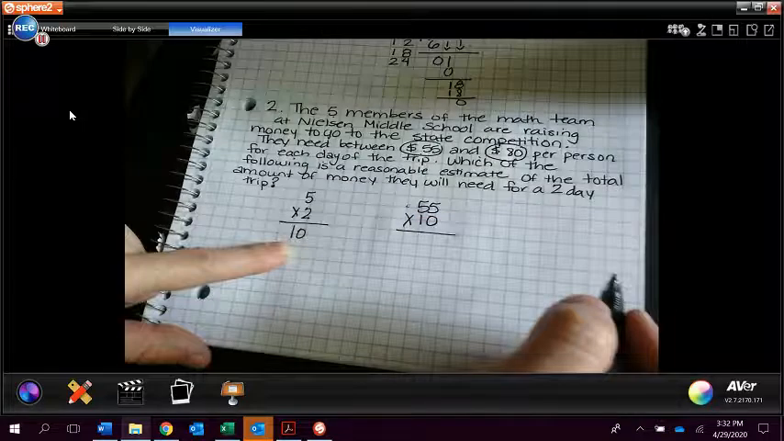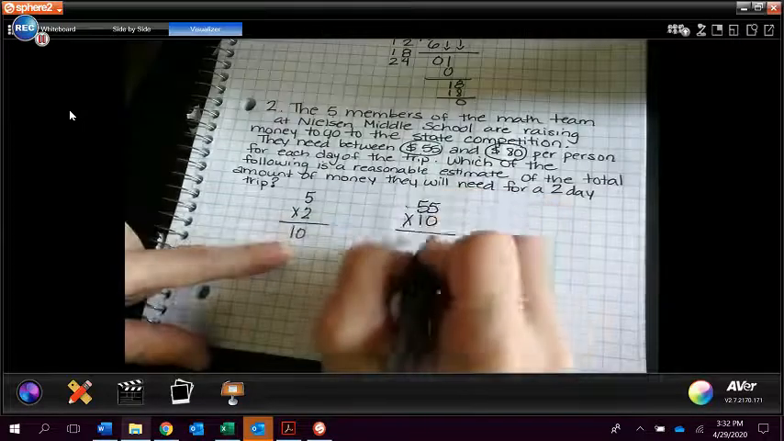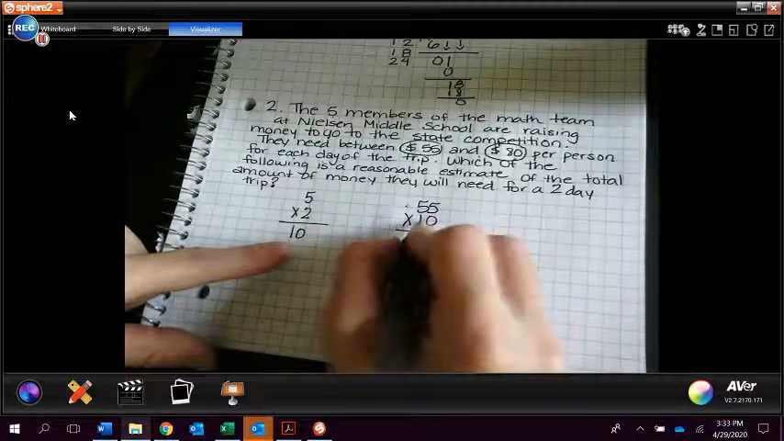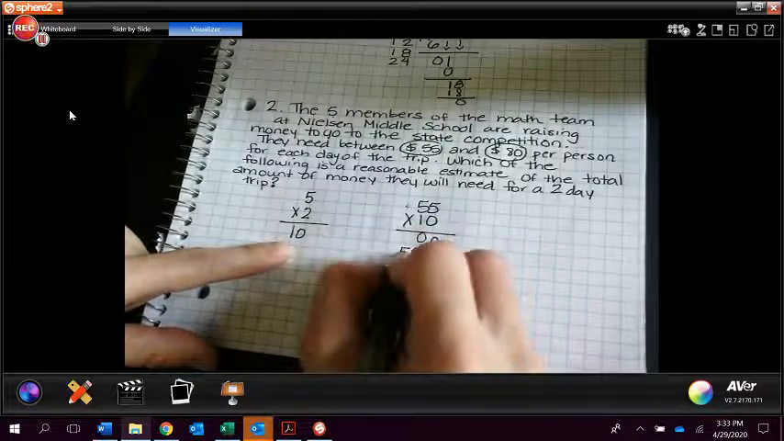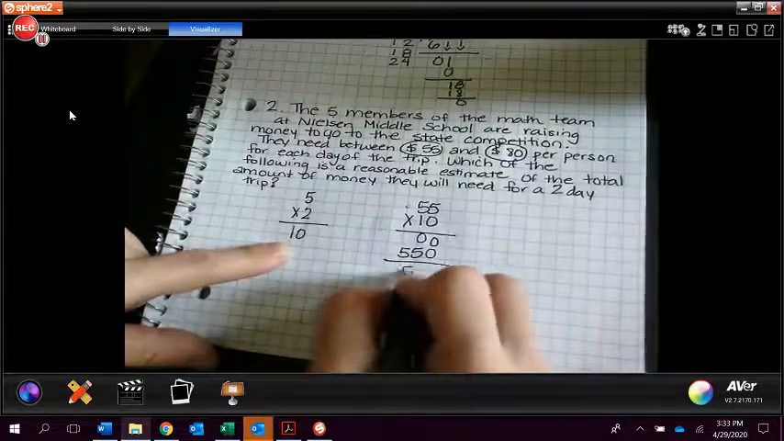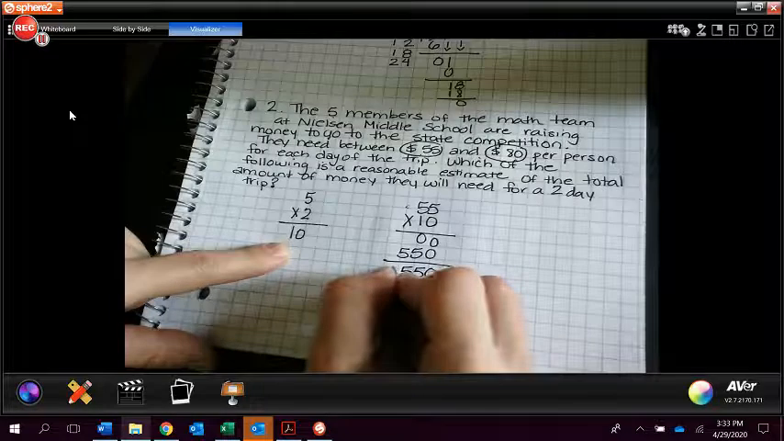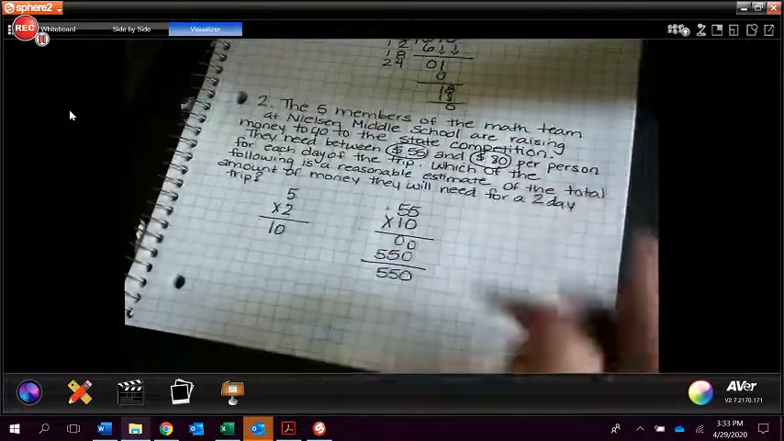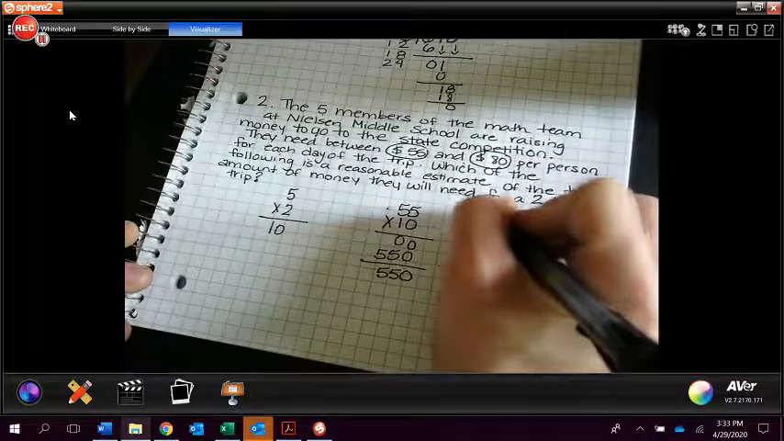Because each person needs that. So if I multiply this, this gives me 0, 0, 5, and 5. So I know that they need, in the 2 days, $550.